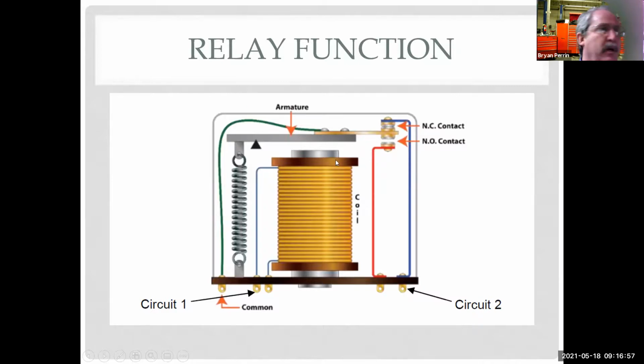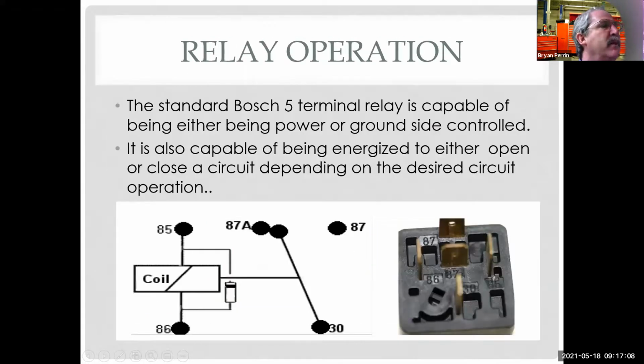Very universal. Bosch invented them, and everyone used the same one for a long time. Now we see different configurations, but the principle is the same. So here is a standard Bosch relay. You can see the pins on here. This is standard, and 86 and 85 are my control. 30 is my power in. 87B is my normally closed, and 87 is my normally open.